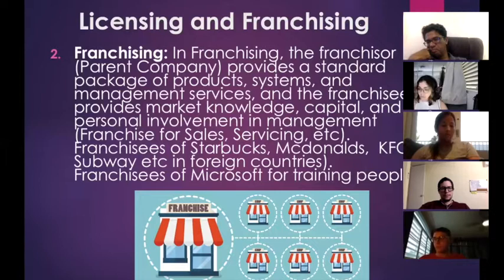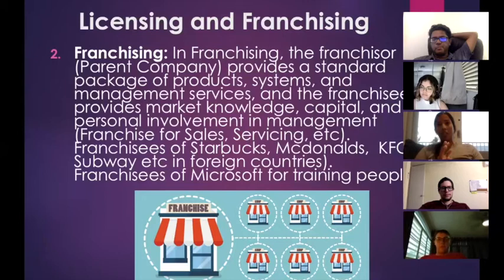I would say it's when a company has a partner and this company authorizes this partner to manufacture or provide the services using the tools and resources that the parent company provides. And the way that they make income is through royalties. So in theory, it's the same. It's just that one of them is for service and the other one is for production. Licensing is for production of products and the other one is for services.